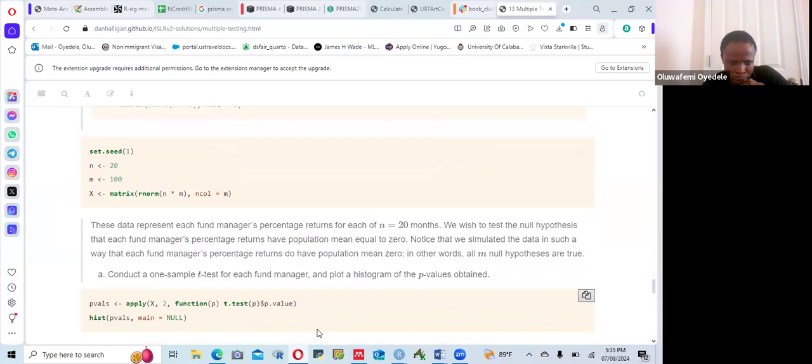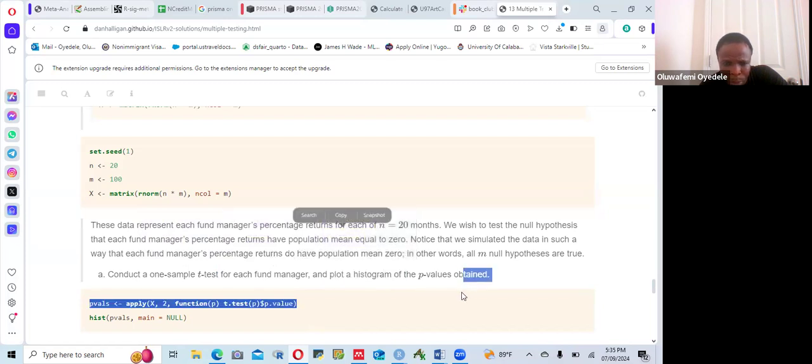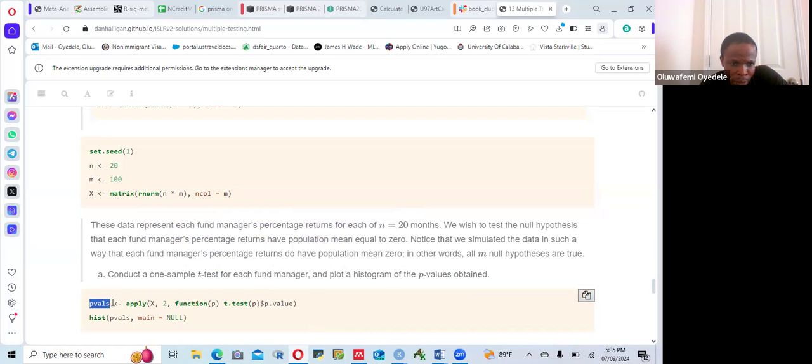Here we see that this data represents each fund manager's percentage return for each of the 20 months. We wish to test the null hypothesis that each fund manager's percentage return has population mean equal to zero. We simulated the data in such a way that each fund manager's percentage return does have population mean zero. In other words, all m null hypotheses are true. So here we conduct a one sample t-test for each fund manager and plot the histogram of the p-values obtained. So here we see that these are the p-values.